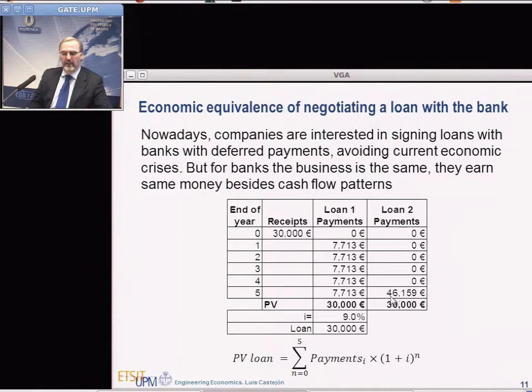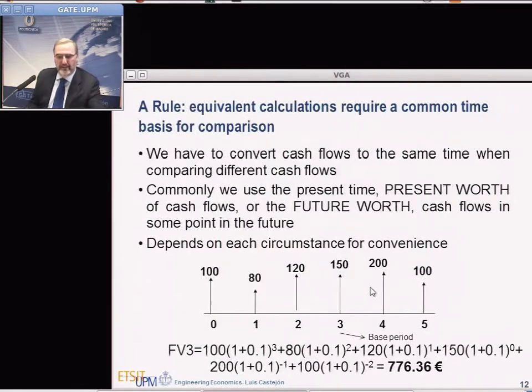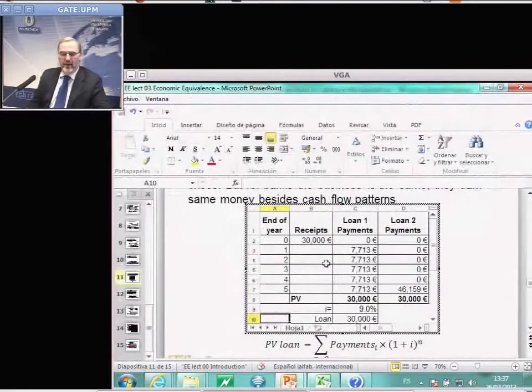today the value of 46,000 euros, the same future value is the present value, which is 30,000. So those cash flows, the Loan 1 scheme and the Loan 2 scheme, are economically equivalent. For the bank, they will get the same amount you borrowed from them, 30,000 euros. So you can make the study yourself.